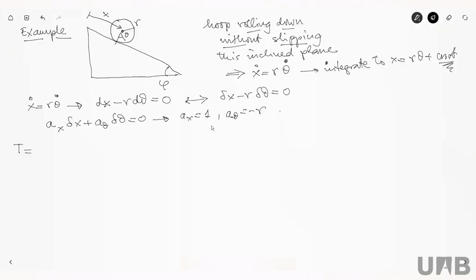Is that clear? Yes. Okay, good. So now the kinetic energy. What is the kinetic energy of a hoop which is rolling down the plane? How do I compute the kinetic energy of this system? It is a rigid solid, right? So how do I write the kinetic energy of such a thing?